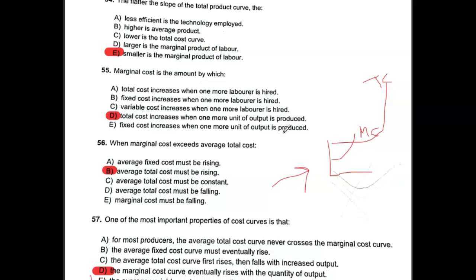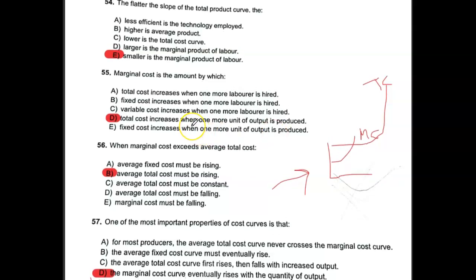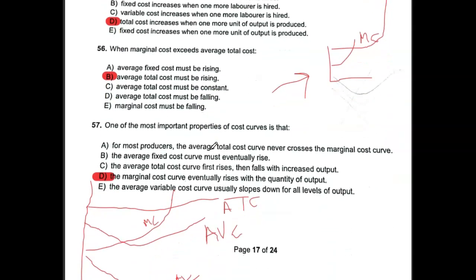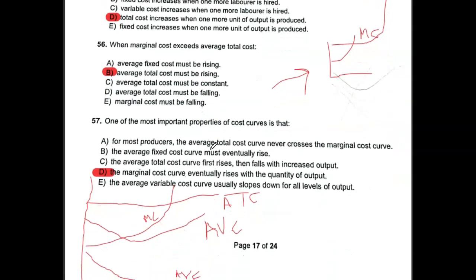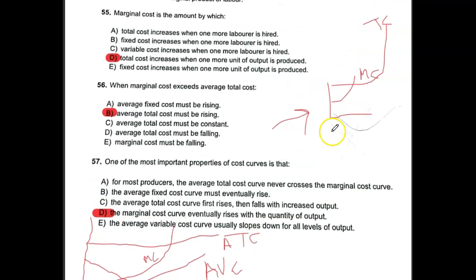Marginal cost is the amount by which the total cost increases. Yeah, the marginal cost is related to the total cost. So when you manufacture one more product, how much is the total cost changing? So the total cost increases when 1 or more units are produced. If my total cost is 10 rand, and when I now produce 2 more products it's 15 rand, my 5 rand is my marginal cost. When marginal cost exceeds average total cost. So here's your marginal cost curve, total cost curve, average variable cost curve, all those cost curves.